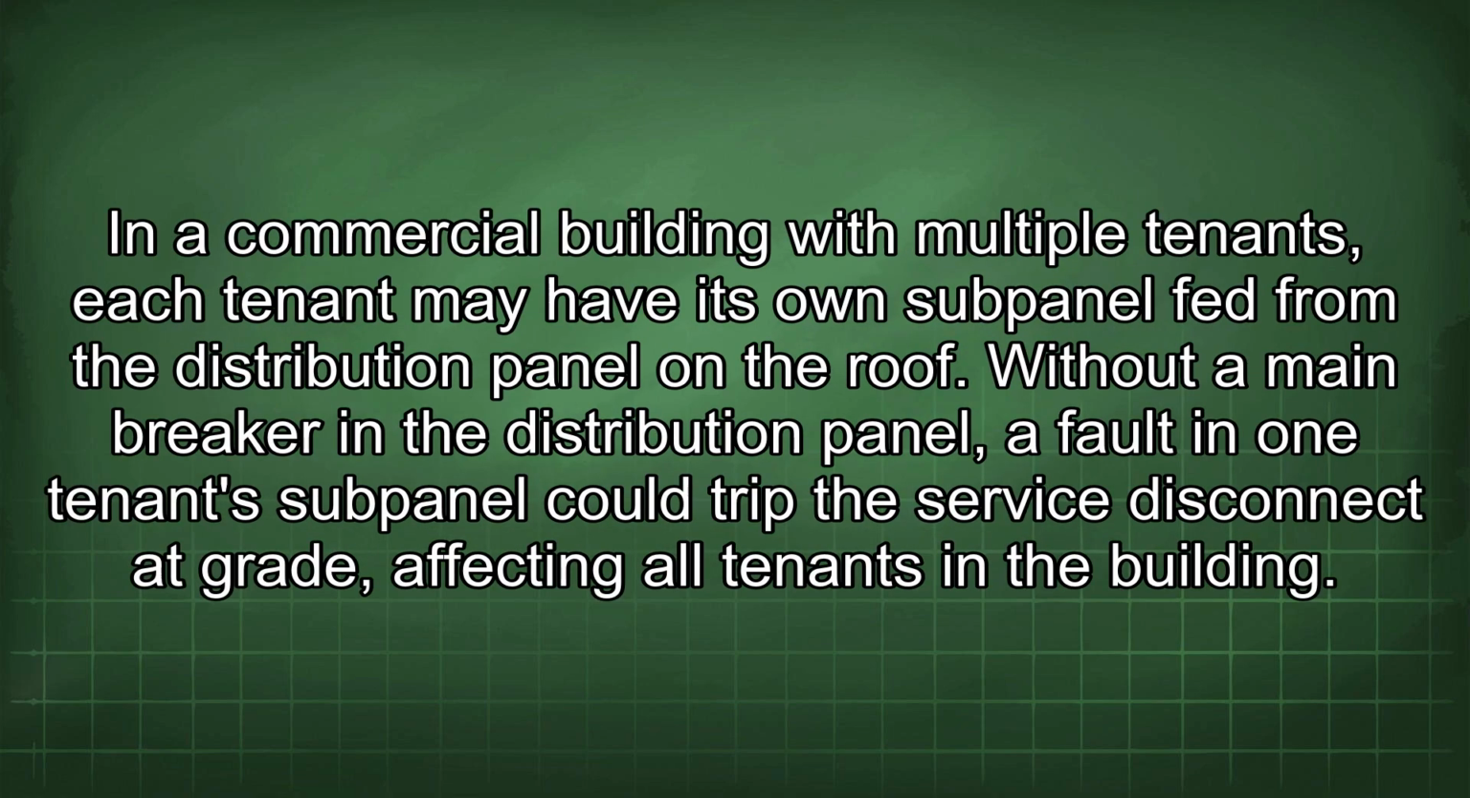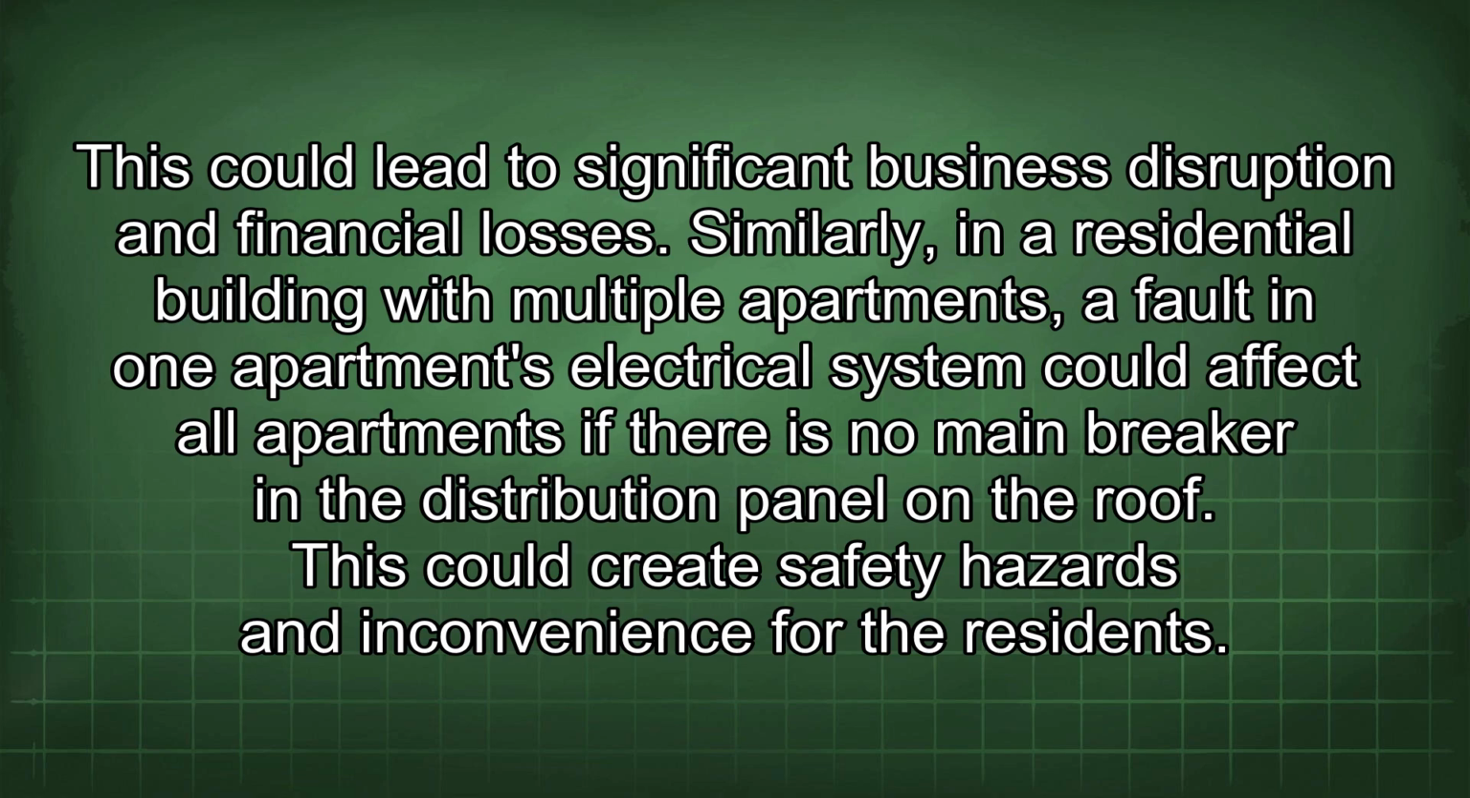In a commercial building with multiple tenants, each tenant may have its own subpanel fed from the distribution panel on the roof. Without a main breaker in the distribution panel, a fault in one tenant's subpanel could trip the service disconnect at grade, affecting all tenants in the building. This could lead to significant business disruption and financial losses.